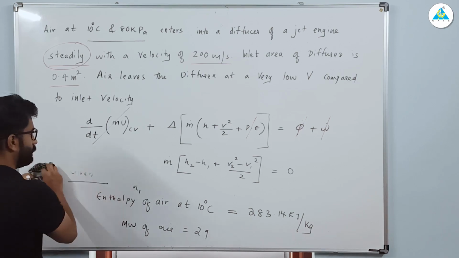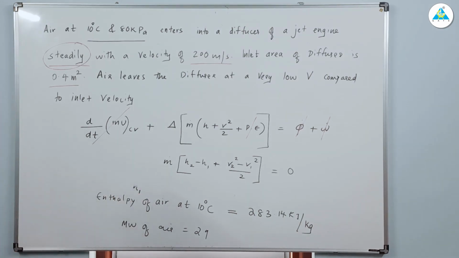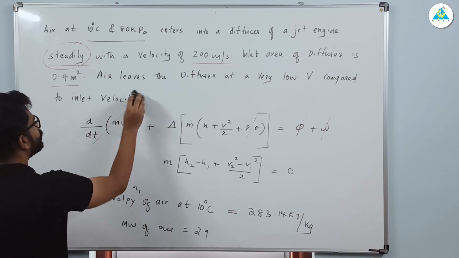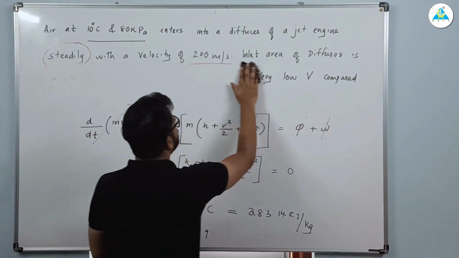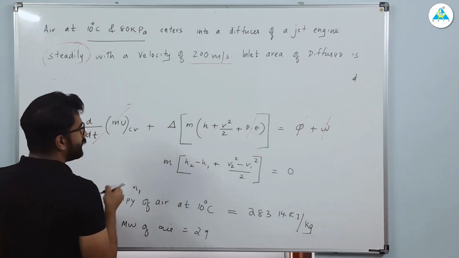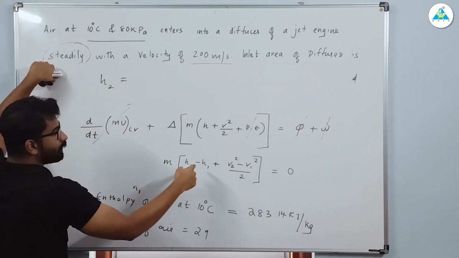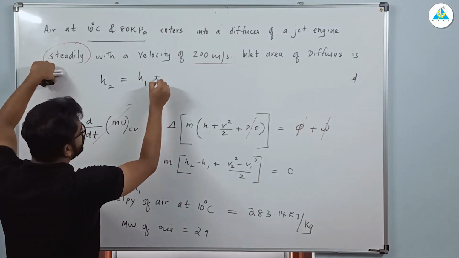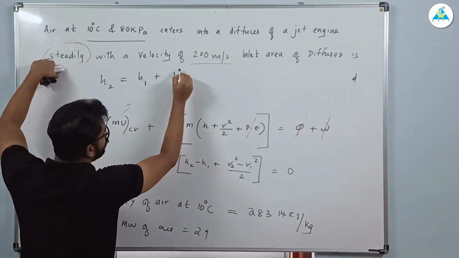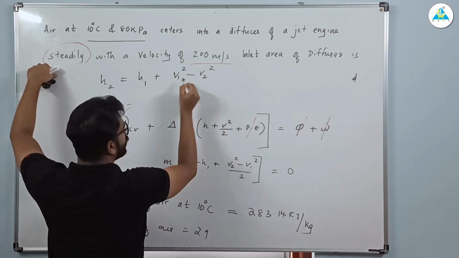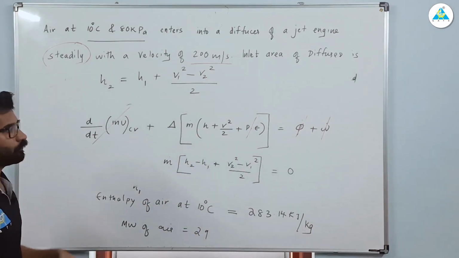Now find the enthalpy. You need to find the enthalpy H2. What will be H2? H1 plus V1 square by 2 minus V2 square by 2. So what will be the equation? I will write it here itself. You need to find H2, the enthalpy at the outlet. H2 will be equal to H1 plus (V1 square minus V2 square) divided by 2.